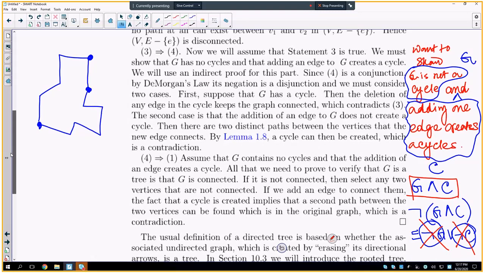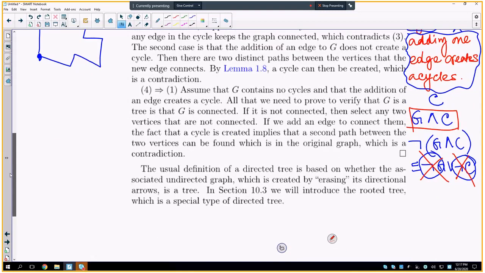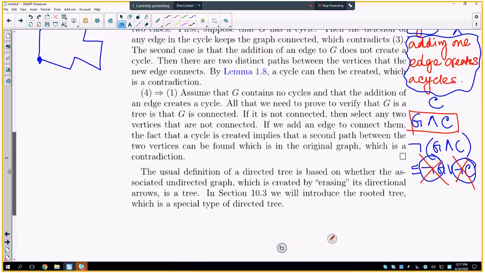So let's see our next result. 4 implies 1. Assume that G contains no cycles and that the addition of one edge creates a cycle. All that we want to verify now, because 1 says that G is a tree, is to show that G is a tree. So all that we need to prove is that G is connected.